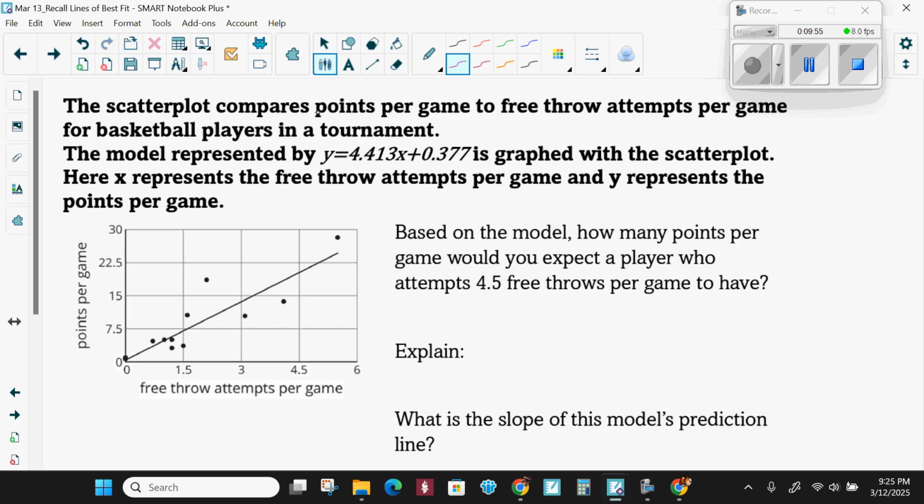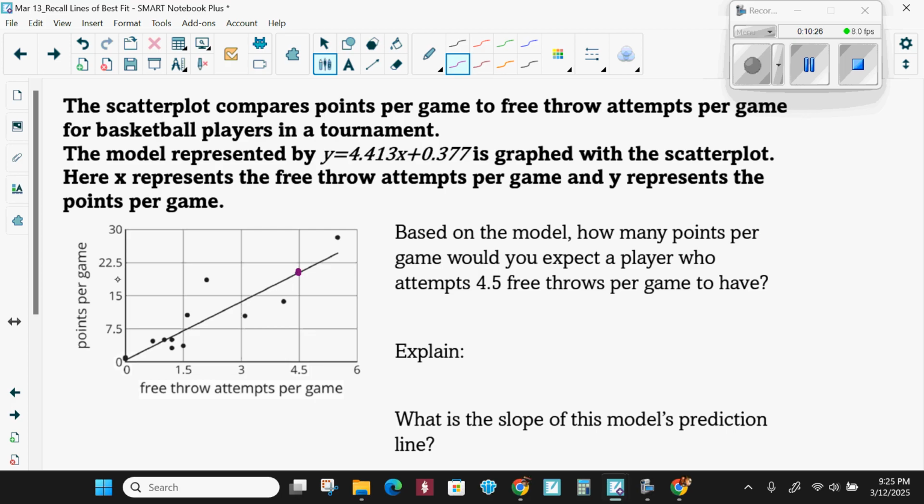It says the scatter plot compares points per game to free throw attempts per game. So we have the number of points a player makes in basketball and the number of free throw attempts per game. It's represented by this equation, and the X is the free throws, and the Y represents the points per game. Based on the model, how many points per game would you expect a player who attempts 4.5 free throws per game to have?